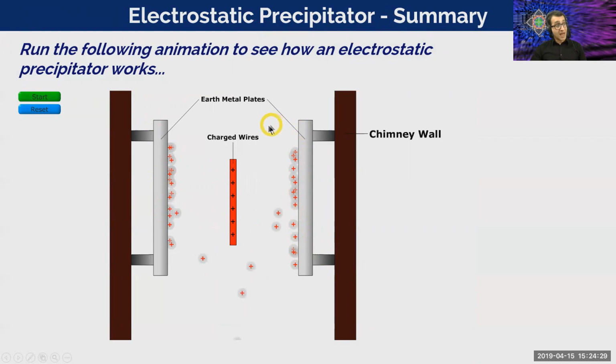Once in a while, a hammer will automatically hit these plates, and this causes these dust particles to fall down into a collector, which then allows us to remove those particles. In this manner, the exhaust gases coming from coal-burning power stations are very effectively cleaned and smoke is removed.